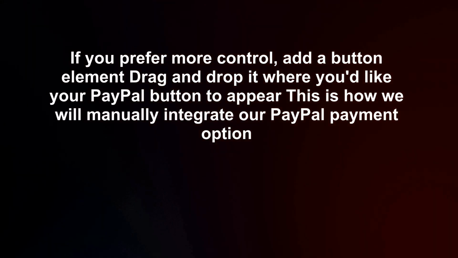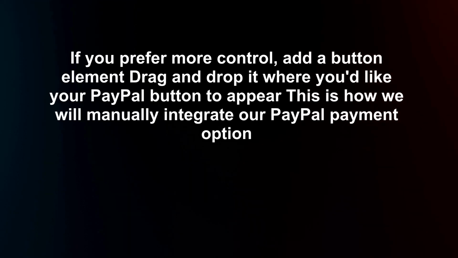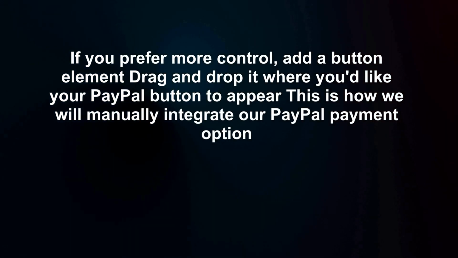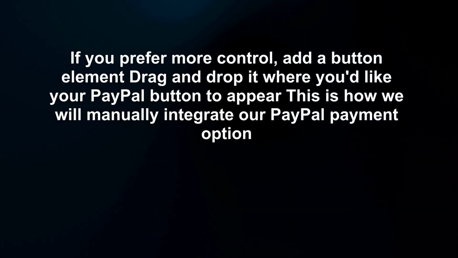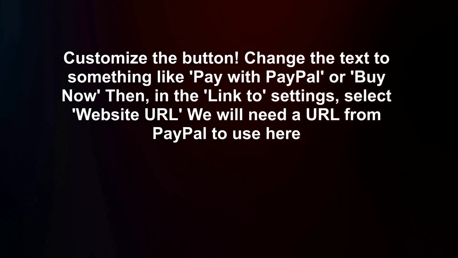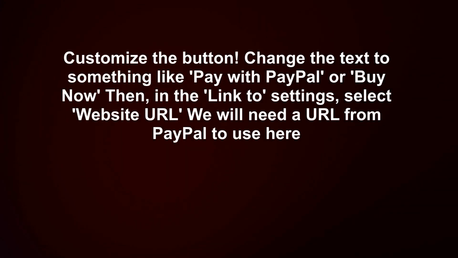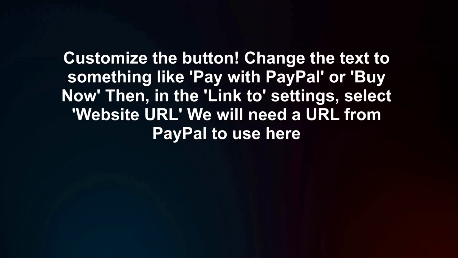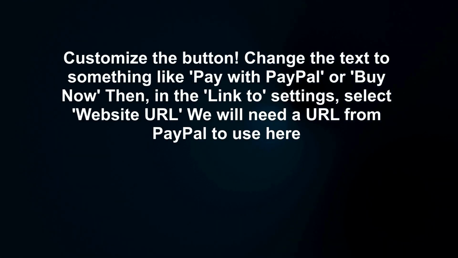If you prefer more control, add a button element, drag and drop it where you'd like your PayPal button to appear. This is how we will manually integrate our PayPal payment option. Customize the button. Change the text to something like Pay with PayPal or Buy Now. Then, in the link to settings, select website URL. We will need a URL from PayPal to use here.